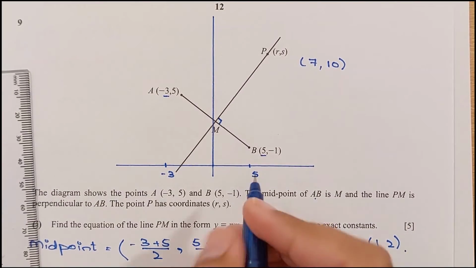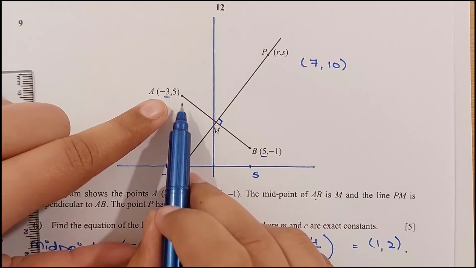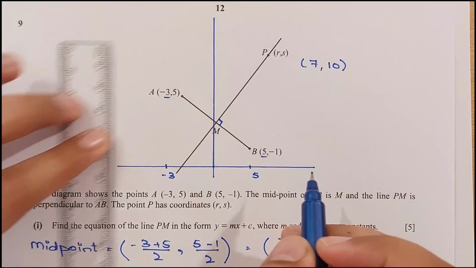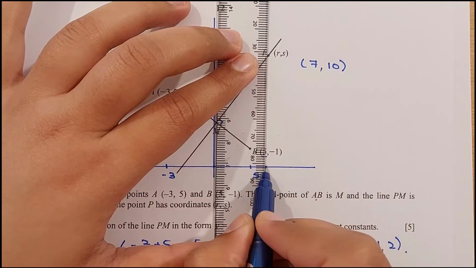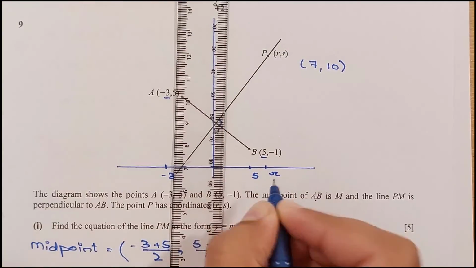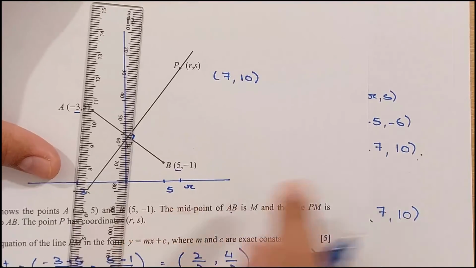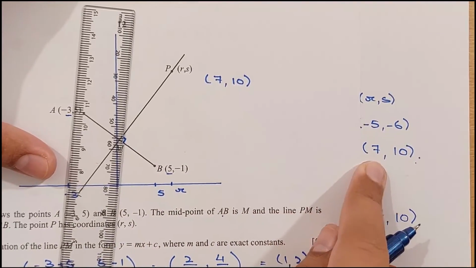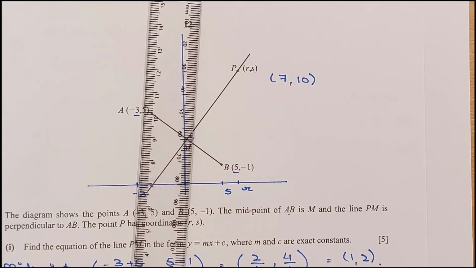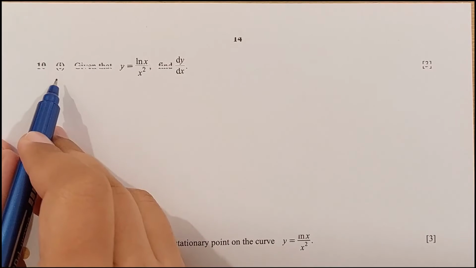Sorry, it is more than 5. As you can see, the x coordinate is -3 and the x coordinate is 5, and here we have r. R lies over here, right? The r is the x coordinate of p, so it is more than 5. So this is -5 and this is 7, so 7 is more than 5, so only p coordinates are 7 and 10.